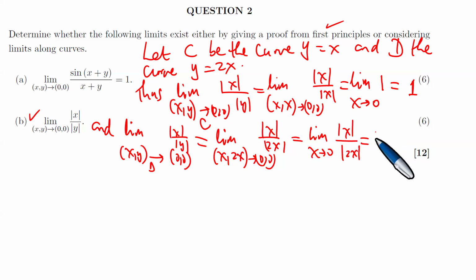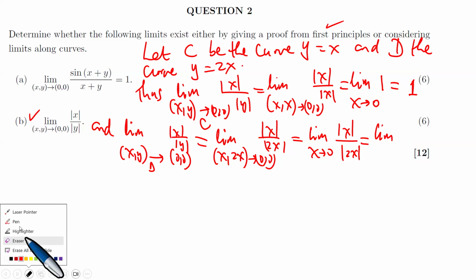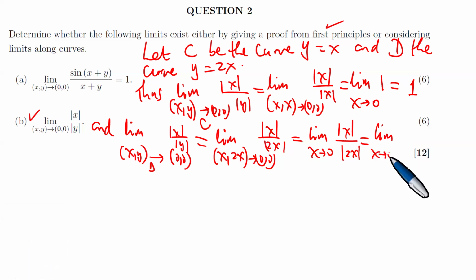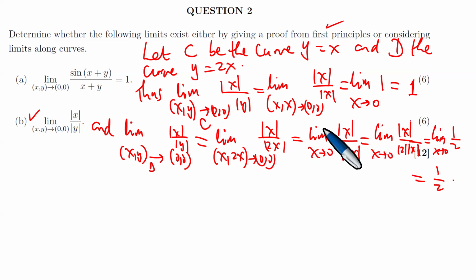Okay, what is this? This is the limit as x approaches 0 of modulus of x over 2 times modulus of x. Modulus of x cancels, giving us the limit as x approaches 0 of 1/2. And this is 1/2. So one limit is 1, the other limit is 1/2. Because these are different, it means the limit does not exist.